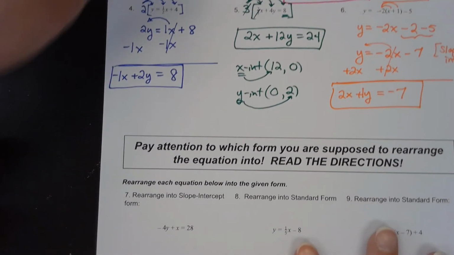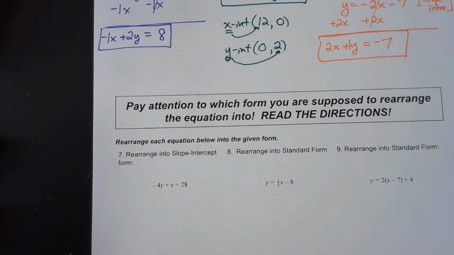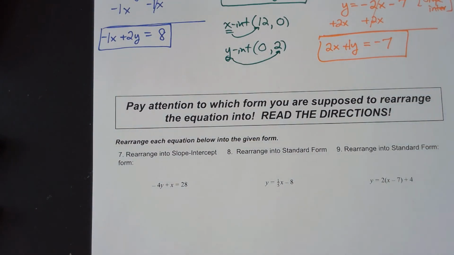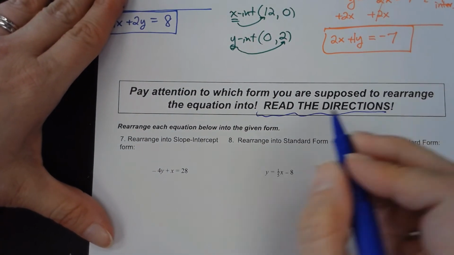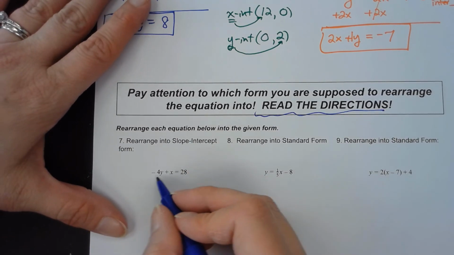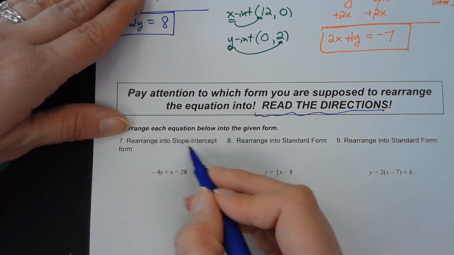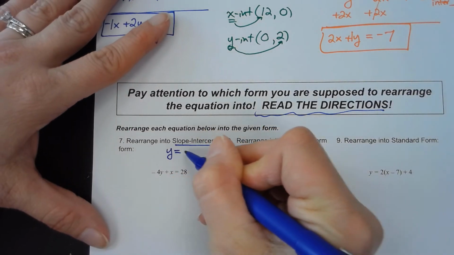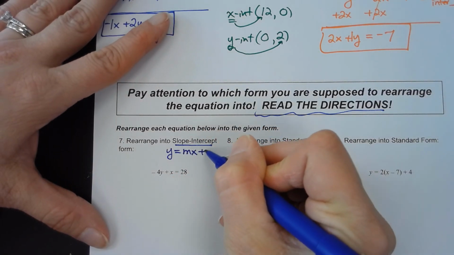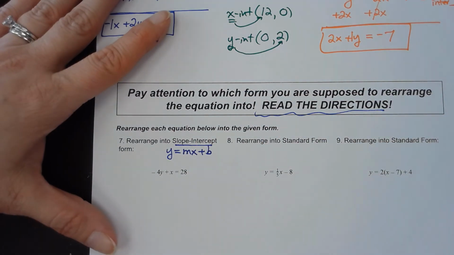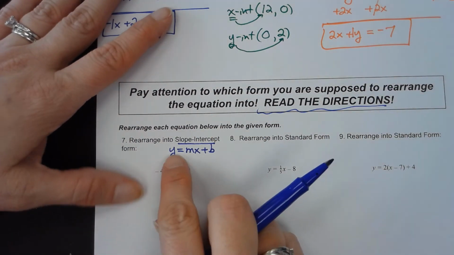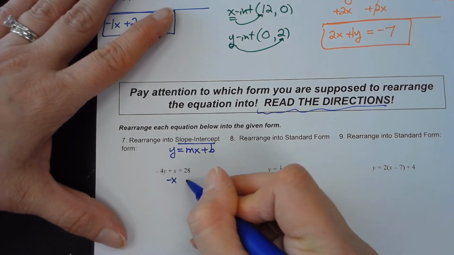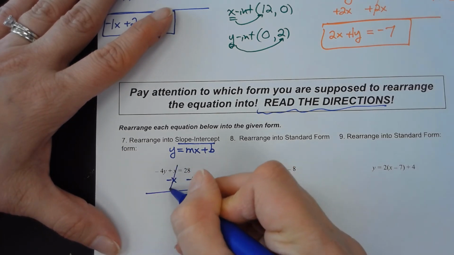Okay, down here we have a couple of forms. We have to make sure that we read the directions carefully. So what I'm going to do after I read the directions is write the formula underneath it. When it says slope-intercept form, that's y equals mx plus b. That's y's alone. Okay, get the y alone. The first thing I'm going to do is subtract x from both sides.